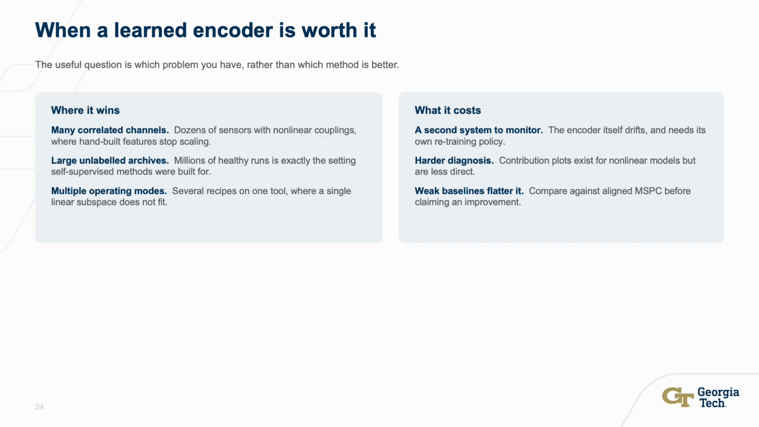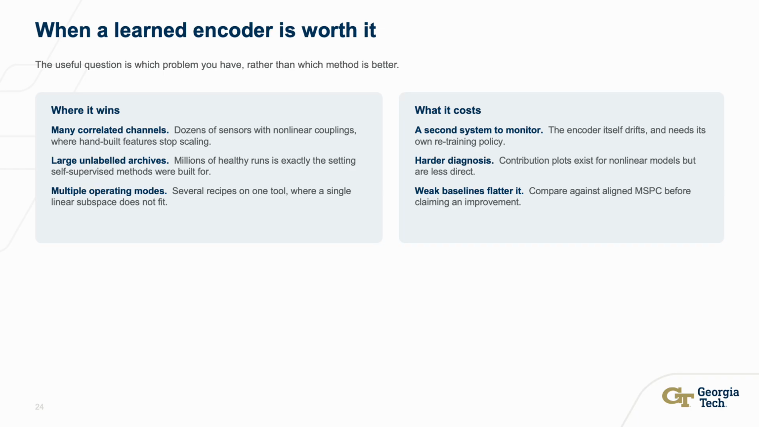Large unlabeled archives, because millions of healthy runs is precisely the setting self-supervised methods are designed for. Multiple operating modes, several recipes running on one tool, where a single plane does not describe the healthy population. What it costs: you now have a second system to monitor, because the encoder itself shifts and needs a retraining policy that somebody owns. Diagnosis gets harder, since contribution plots exist for nonlinear models but are less direct than decomposing a sum of squares.